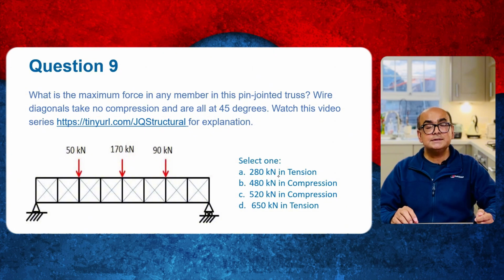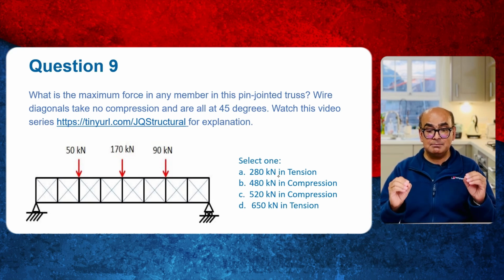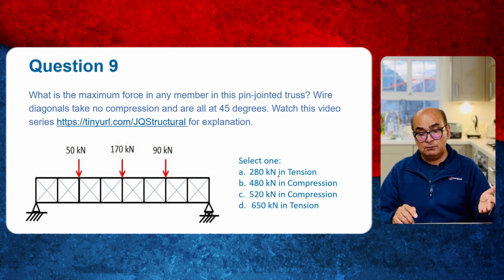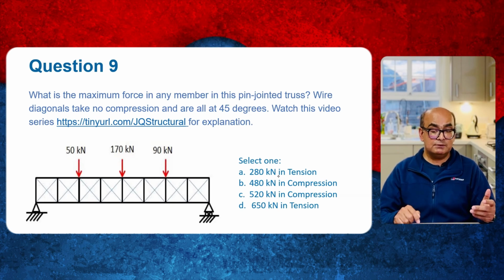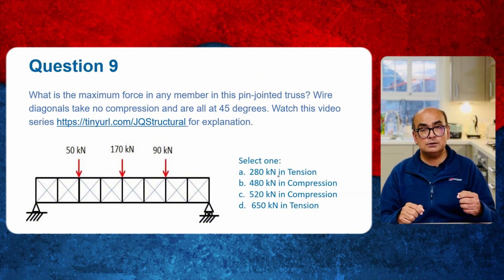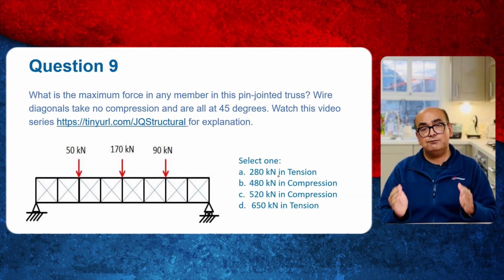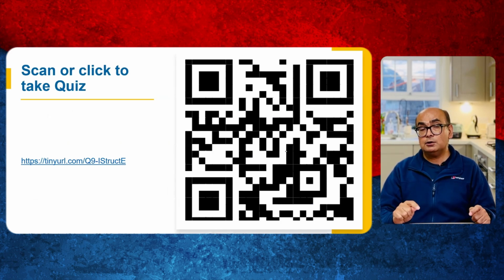In this example, what is the maximum force in this pin jointed truss? Wire diagonals or cables do not take any compression, and they are all inclined at 45 degrees. So what is the maximum force? You have A 280 kilonewton, B 480, C 520 or D 650 kilonewton. Now it's very difficult to say what the maximum load is without simple calculations. I suggest you solve this example first before watching this tutorial. Take this quiz by going to this URL or scanning this barcode before watching this tutorial.